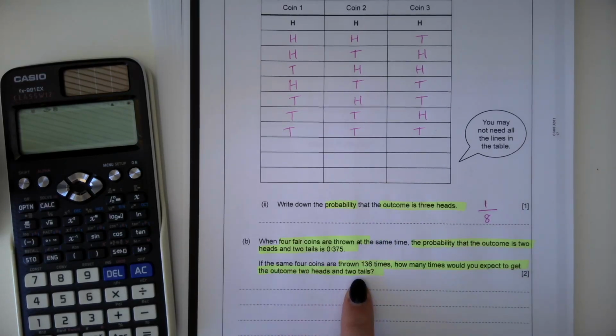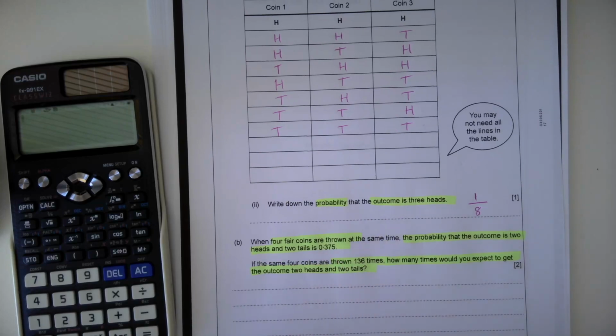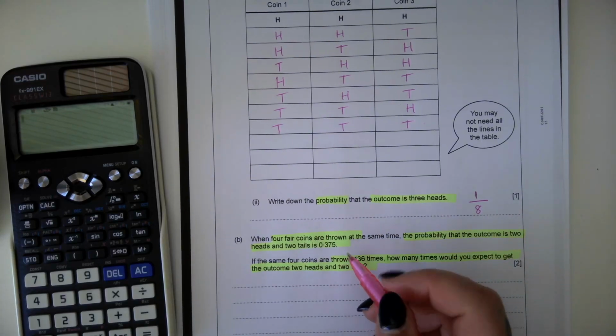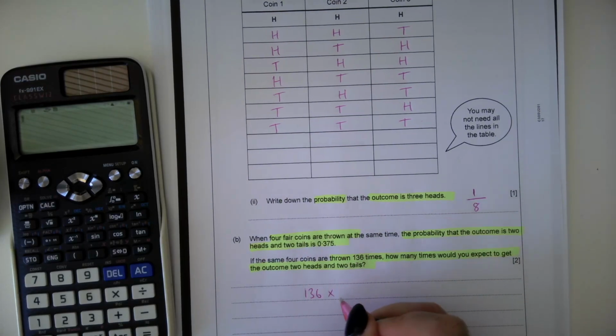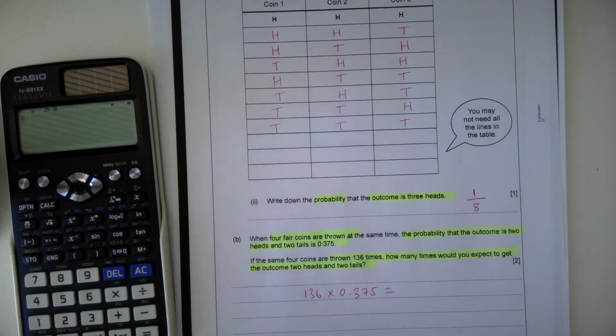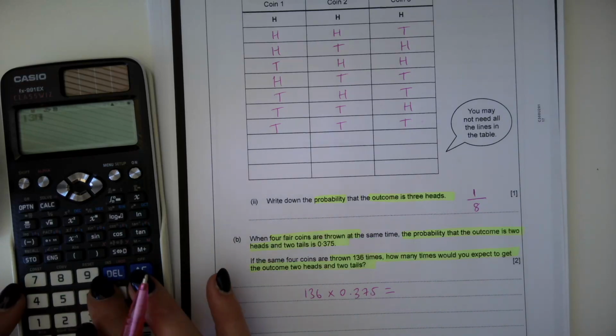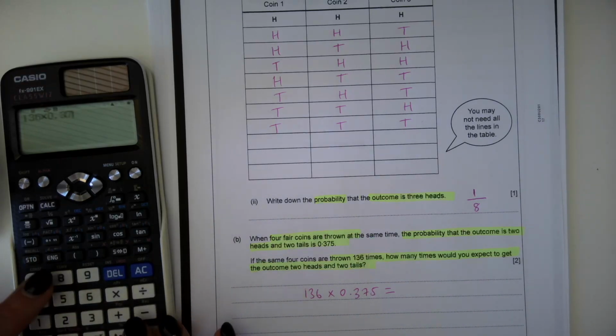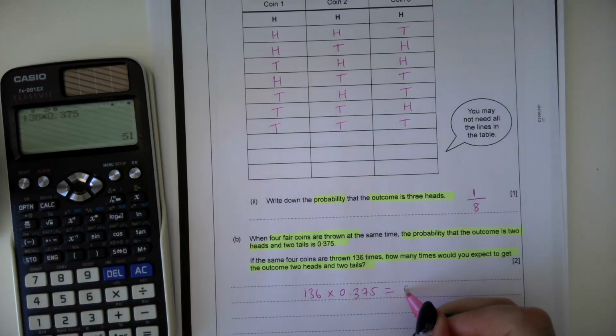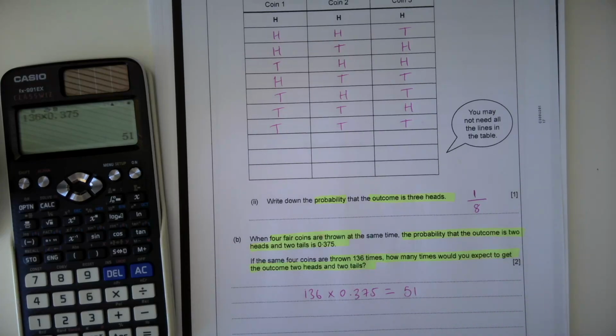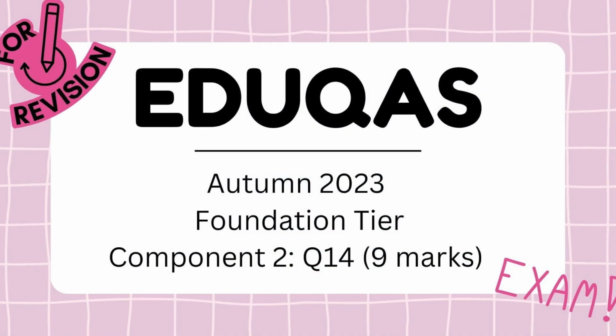Well, 2 heads and 2 tails is the probability that they've given us, so that's handy. If we do this 136 times, we do 136 times the probability of the event happening. So 136 times 0.375. So we'd expect that to happen 51 times.